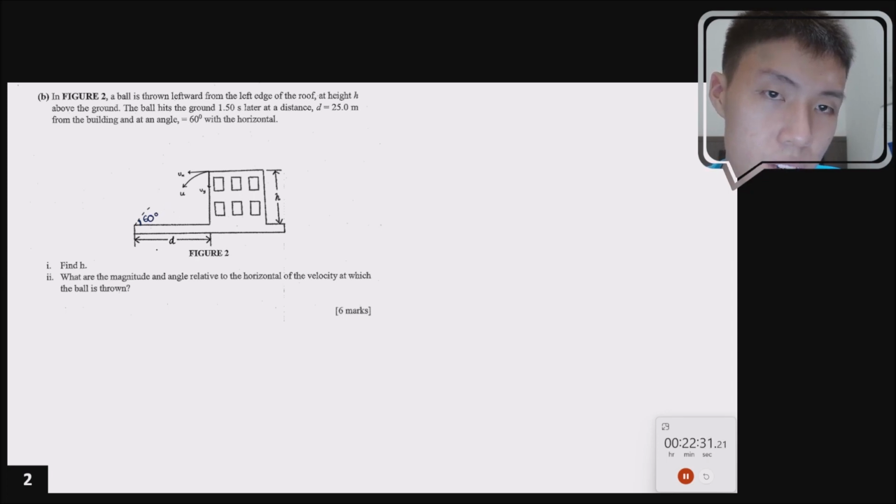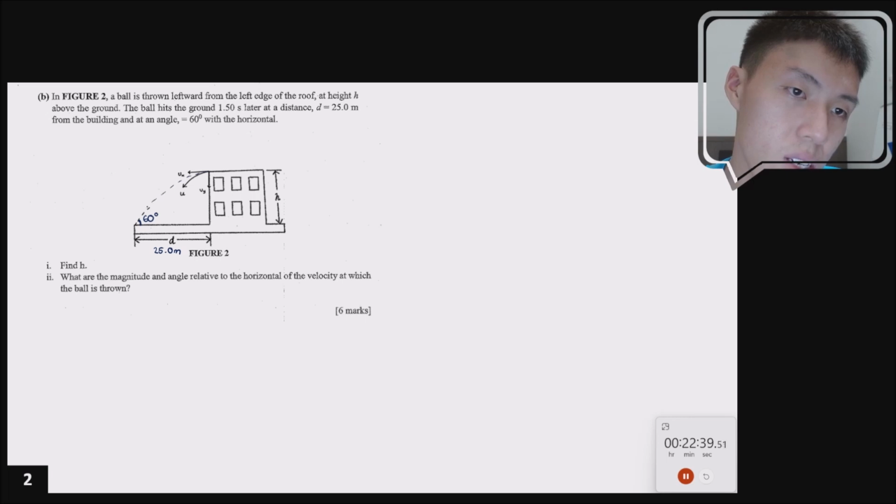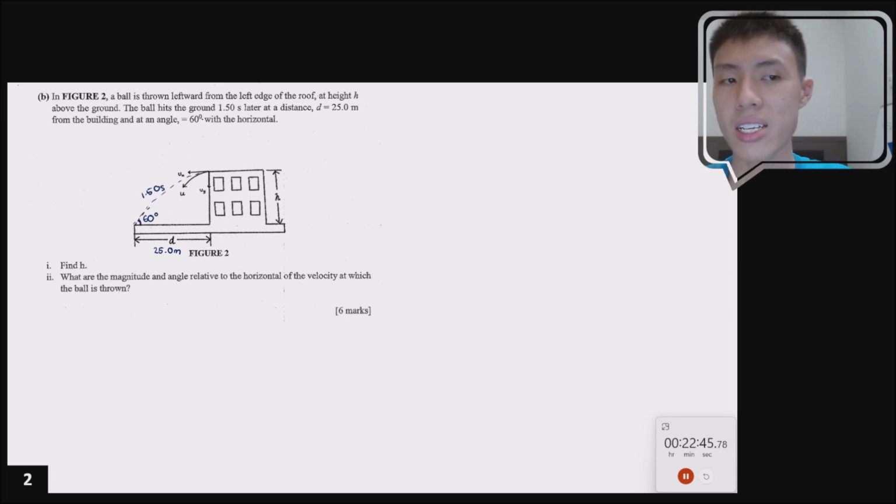Then the D over here is 25 meters. Then this whole journey here, the journey is from here to here, and it takes up 1.5 seconds. Okay, I think that's all the information that you have. Okay, so this is a projectile motion question.